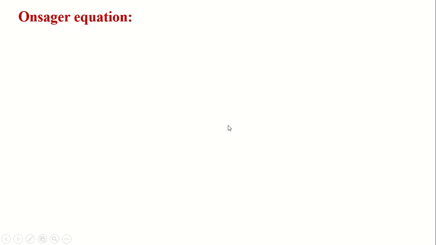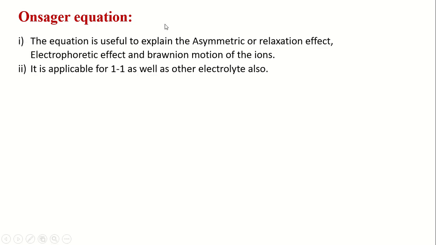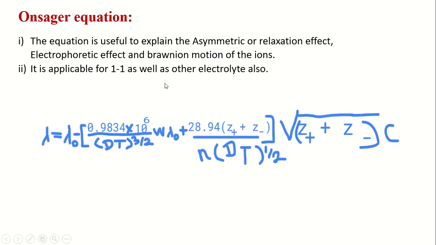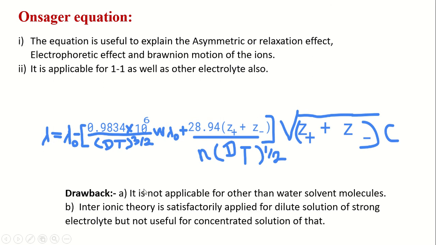Now, such an explanation is well explained by the Onsager equation. This equation is useful to explain the asymmetric or relaxation effect. It is also useful to explain the electrophoretic effect as well as the Brownian motion of the ions. It is also applicable for 1,1 as well as other electrolytes. But this equation has some drawbacks. The first drawback is that it is not applicable when solvent molecules other than water are used.